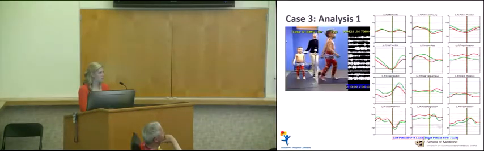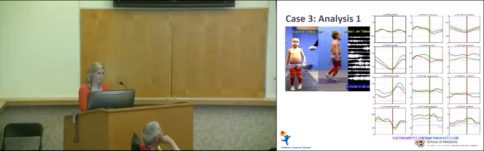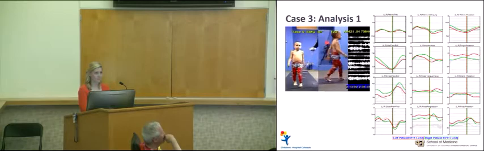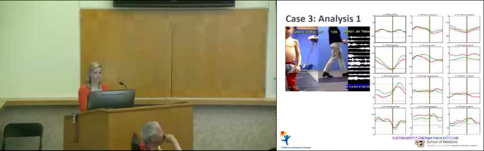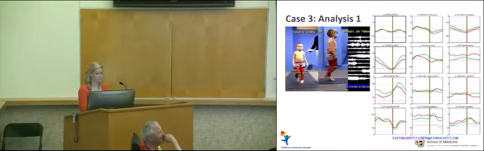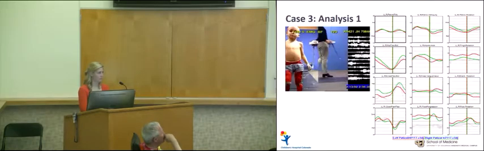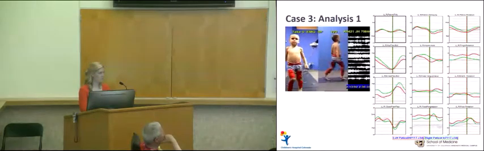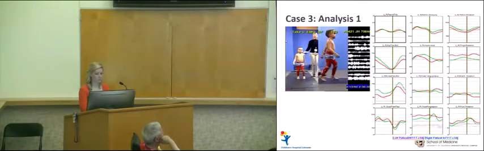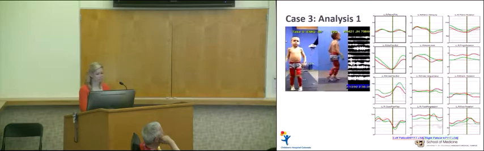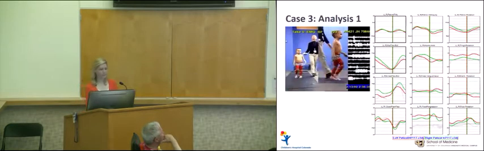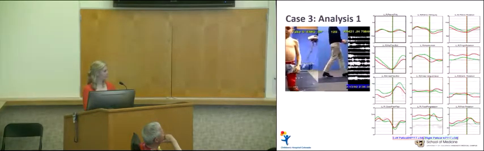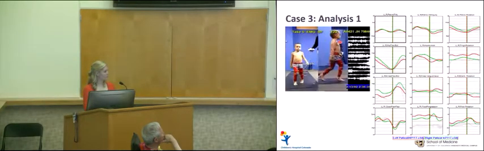Okay, third case. Anybody want to describe the gait? So this kid is obviously toe walking on his right side, and on both sides. And you can see his rockers are messed up, so he's got a reverse second rocker, and he's basically in plantar flexion all the time.